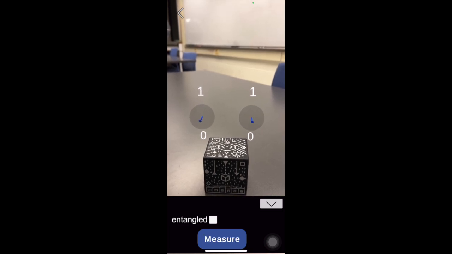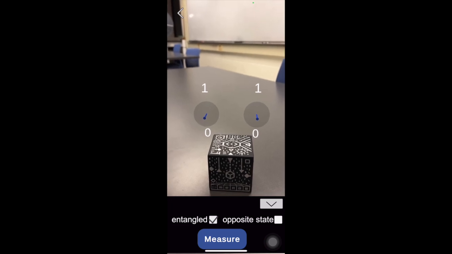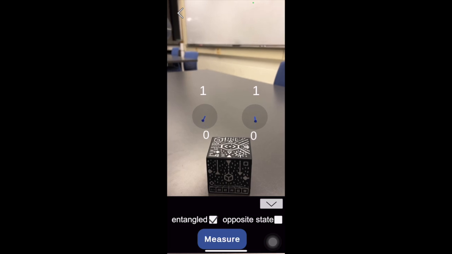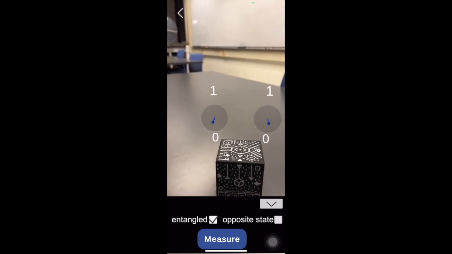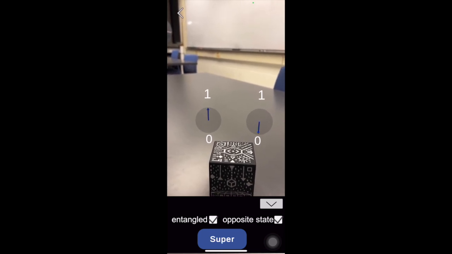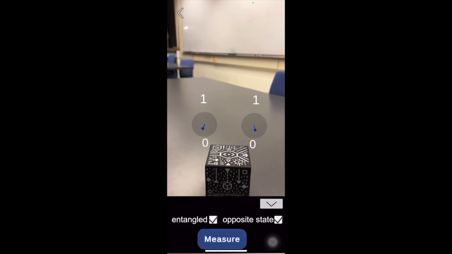Now if we want to entangle them, we're going to entangle them, and now we're going to measure. These should always match. So we're in superposition, and then we measure down, up, down, superposition, and then measure. Now we're going to try the opposite state. So we're going to measure. We can see they switch. If one is up, the other is down. So that's just showing how we can entangle qubits and what that means.